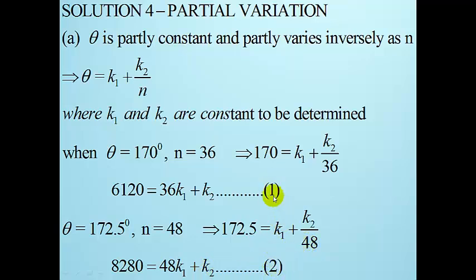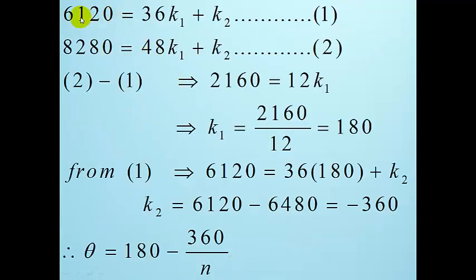These are the two equations that we are going to solve simultaneously for the two constants of proportionality, k1 and k2. Now, 6120 equals 36 k1 plus k2 is our equation 1. And 8280 equals 48 k1 plus k2 is our equation 2. Now, we subtract one equation from the other. Using the elimination approach, we are eliminating the constant k2. Because they have the same coefficient and they carry the same sign, we subtract one equation from the other. So we subtract equation 1 from equation 2. So we are subtracting the whole of equation 1 from equation 2.